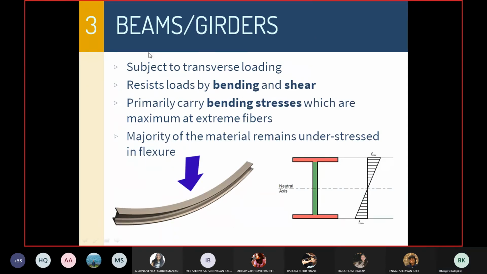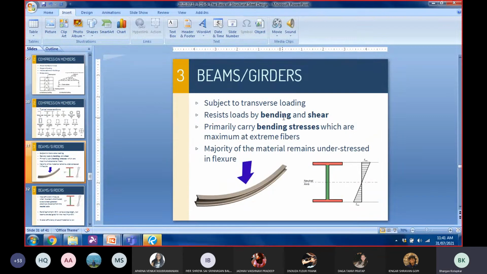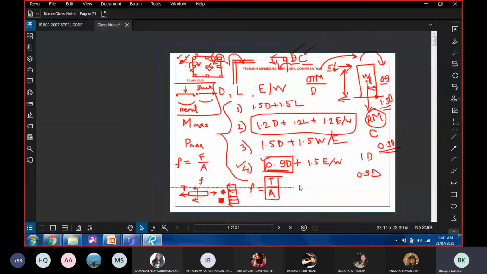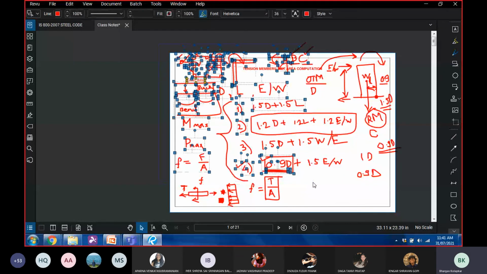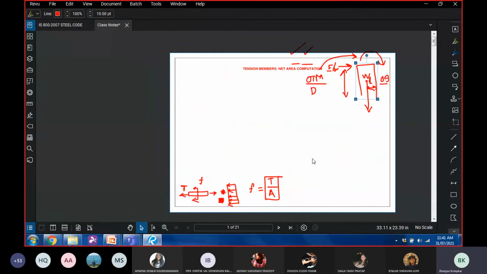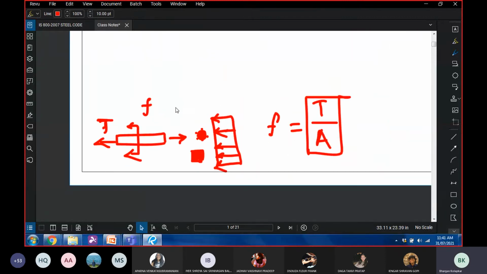Okay. Then we move on to the third type of members, which is called beams or girders. So beams are subject to transverse loading, and they resist these loads by bending and shear. Very basics. So primarily they carry bending stresses which are maximum at the extreme fibers. Now perhaps you might need some revision, because I don't want to start with an assumption that you know this and then move on to further details without you understanding this. So we talked about a compression member and the type of stress that you might experience in a compression member.